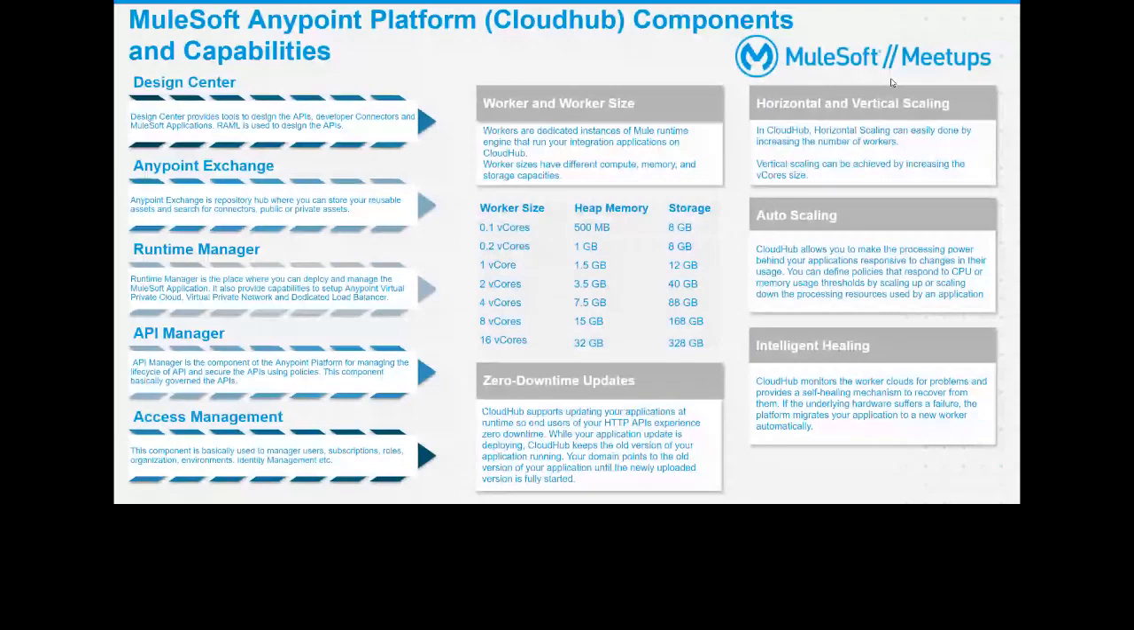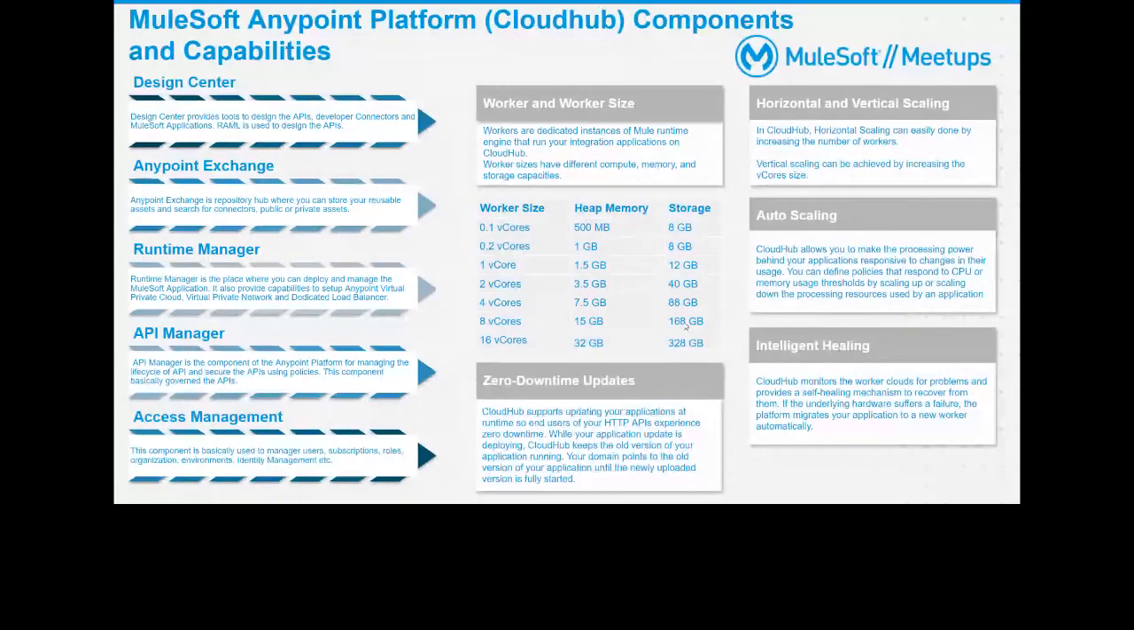So CloudHub supports updating your application at runtime. So for end users of your HTTP APIs, Express API, it is zero downtime. While your application update is deploying, CloudHub keeps the older version of your application running, and your domain points to the older version of your application until the newly uploaded version is fully started. Okay. So basically it's good.